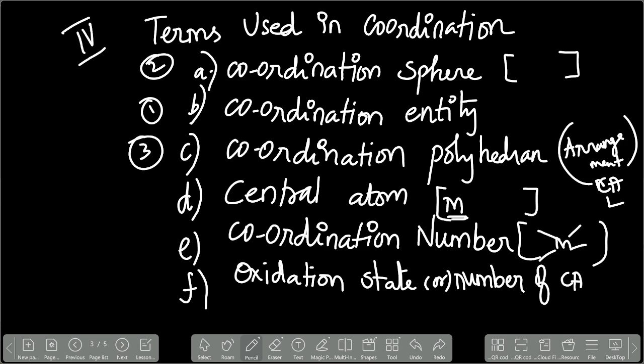And oxidation state of the central atom, or oxidation number of the central atom, which is nothing but the charge carried by the central atom in the coordination complex. The charge carried by the central atom in a coordination sphere or polyhedra, whatever, is called the oxidation state or oxidation number of the central atom.